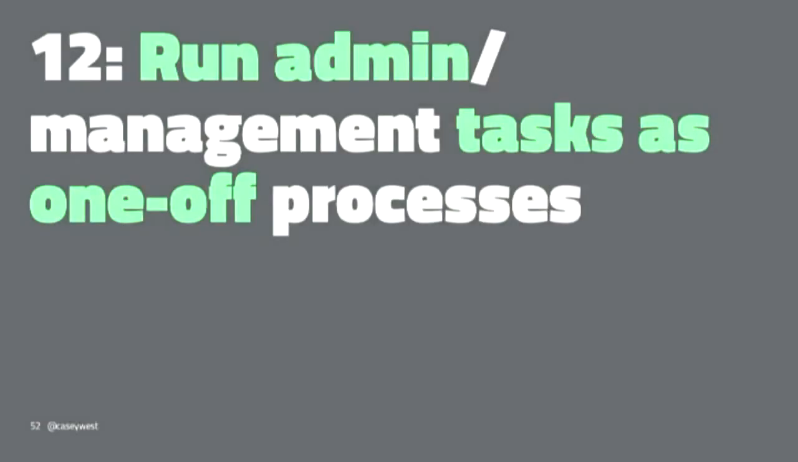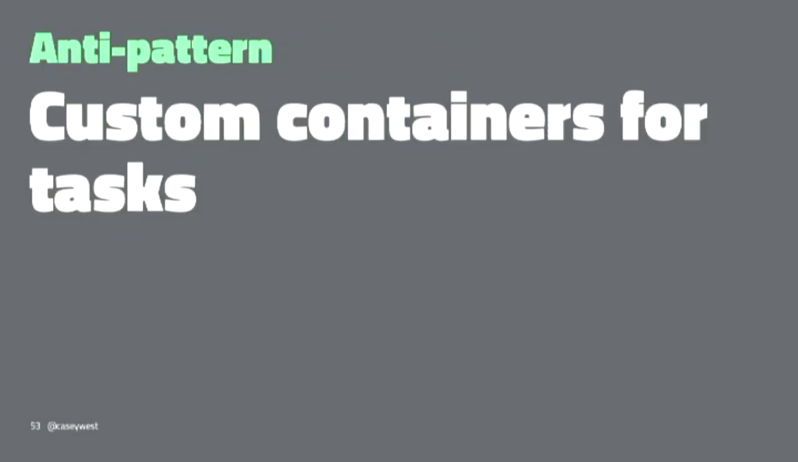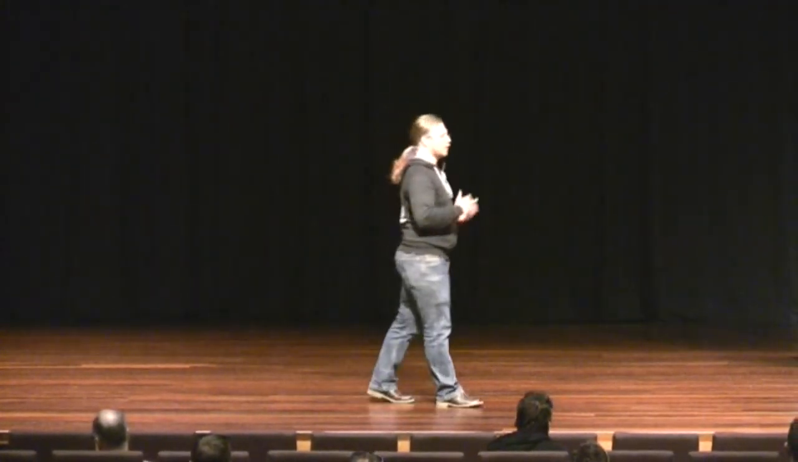All right, we're getting to the end. So run admin and management tasks as one-off processes. Don't build custom containers for your tasks. Whenever you're distributing workloads into a containerized environment, whenever you have a scheduler, now you can't just SSH onto a machine and run, you know, rake whatever I feel like today. So how do you handle that? How do you get that code out there, and how do you get it so that you can run it?